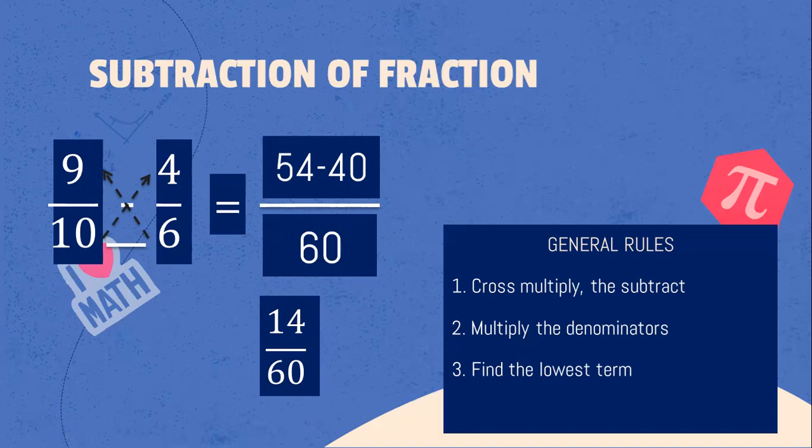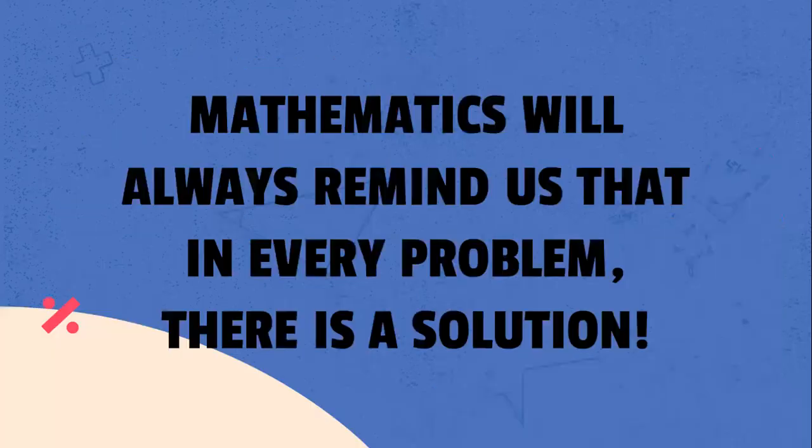Yes, we have, because both 14 and 60 are divisible by 2. That's why 14 divided by 2 is 7. 60 divided by 2 is 30. The final answer is 7 over 30. 9 over 10 minus 4 over 6 is 14 over 60 or 7 over 30. Just remember our general rules for subtracting a fraction. That is, cross multiply, then subtract. Multiply the denominators, then find the lowest term.